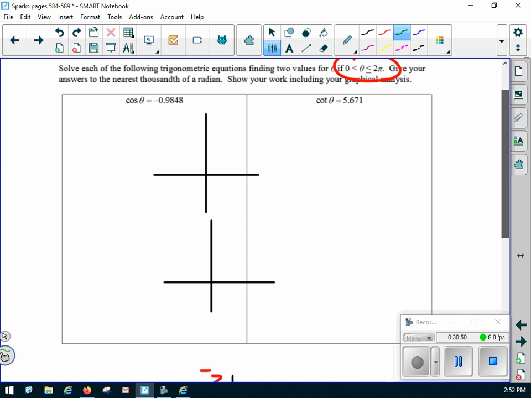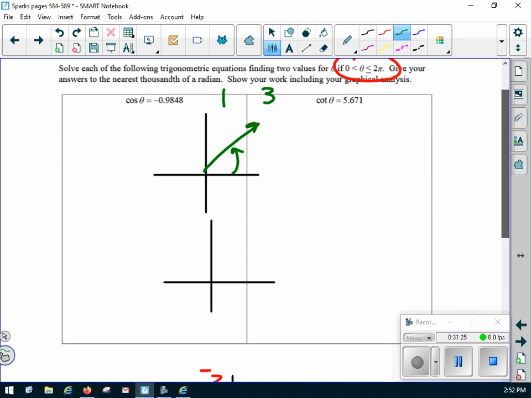Cotangent is that. What quadrants? Is that positive or negative? Positive. Oh, why 1 and 3? You don't know anything about cotangent. Because if the cotangent's positive, then the tangent is also positive, which happens in 1 and 3. Good. So I need an angle in quadrant 1 and an angle in quadrant 3.